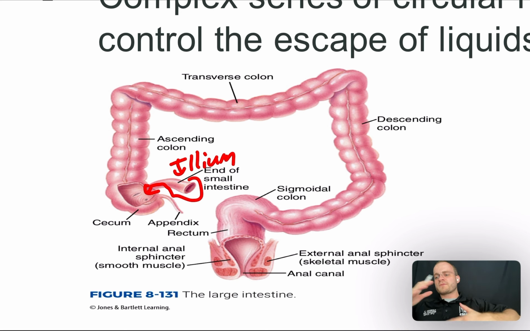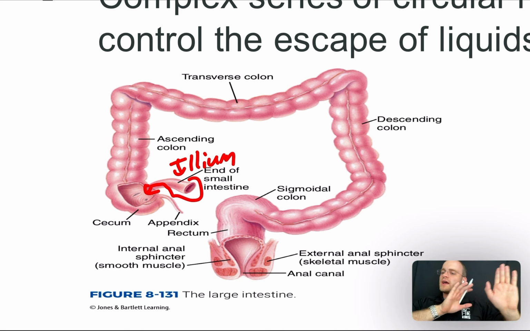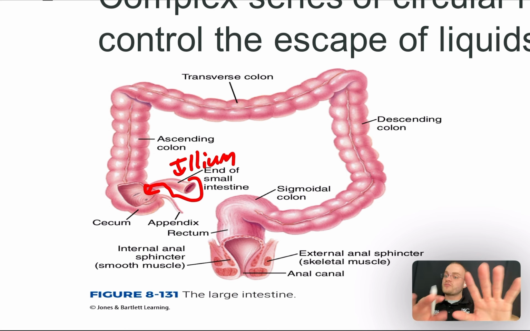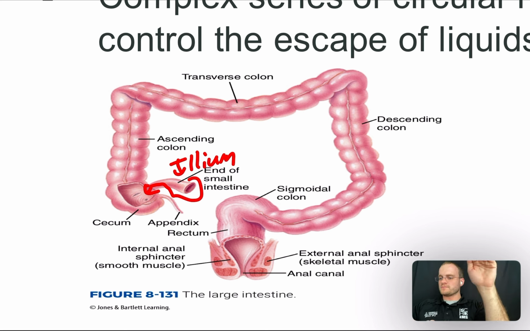There are different pathologies that happen along the way. I don't want to keep talking about pathology and overwhelm you, but it's very important to know this order. Straight up, it'll come to you on an exam or quiz. What's the order from the ileum to the rectum? You're going to have to know it's the ascending, transverse, descending, sigmoid, rectum, anus, poop.